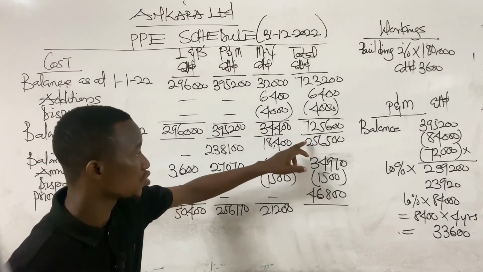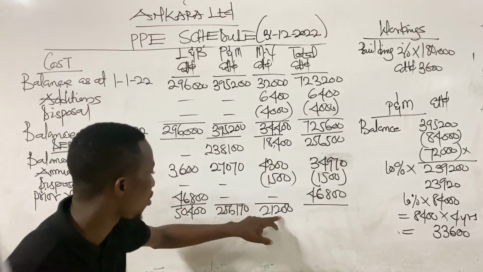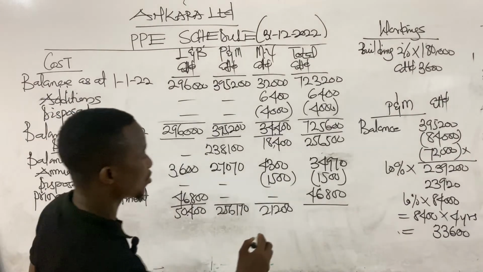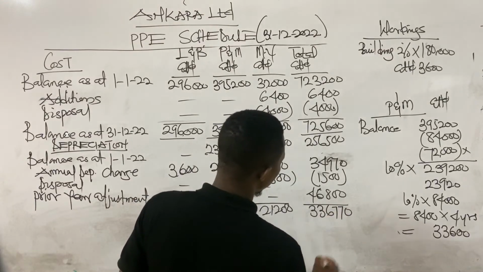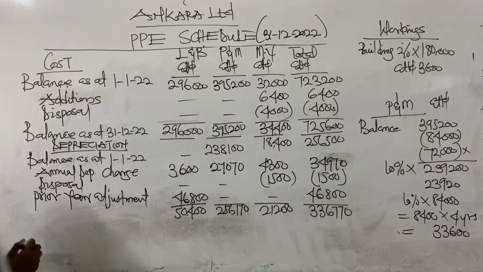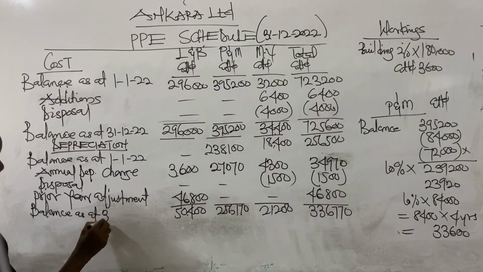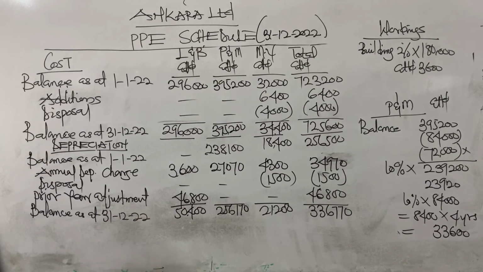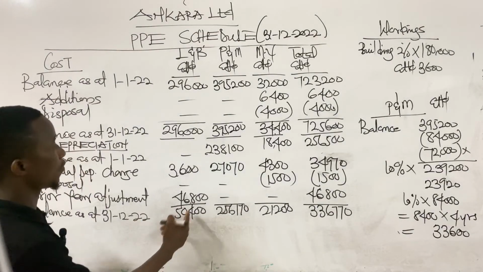We can add these two and subtract this and record it here, or add these three and then record it here. Is this clear? So when we do that, we will get an amount of 336,770 as the total balance as at 31st December 2022.